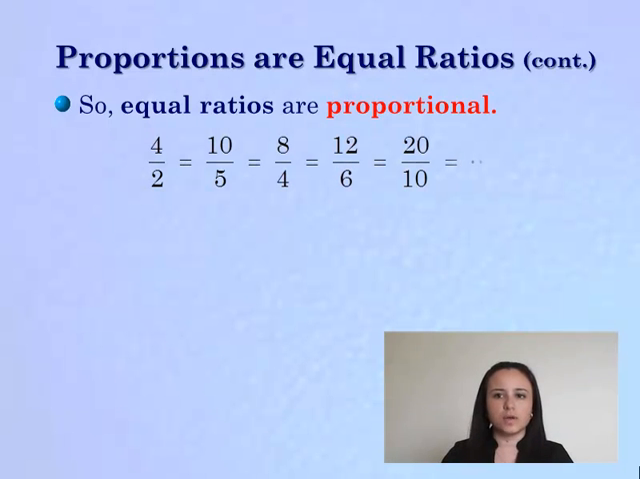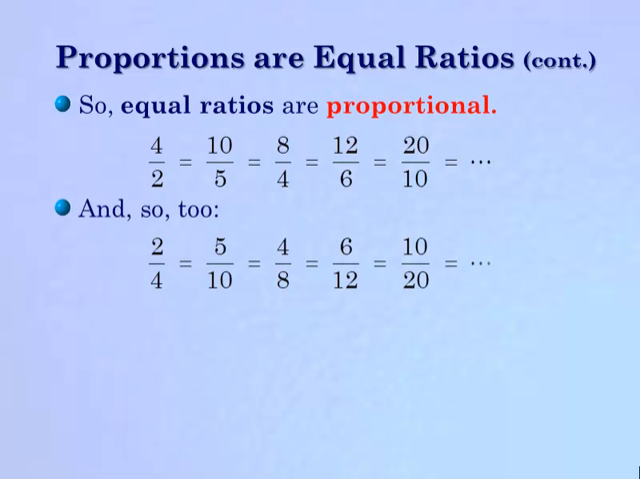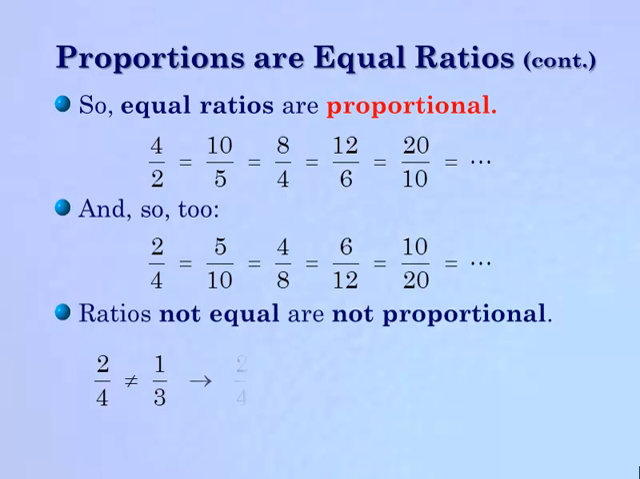So here are some equal ratios that are all proportional. So 4/2, 10/5, 8/4, 12/6, and 20/10. Interestingly enough, these are also proportional. So can you tell what the difference is? I've just inverted the numerators and denominators in all of these. So 2/4 and 5/10, 4/8 and 6/12 and 10/20 and so on. So those are also all equal ratios.